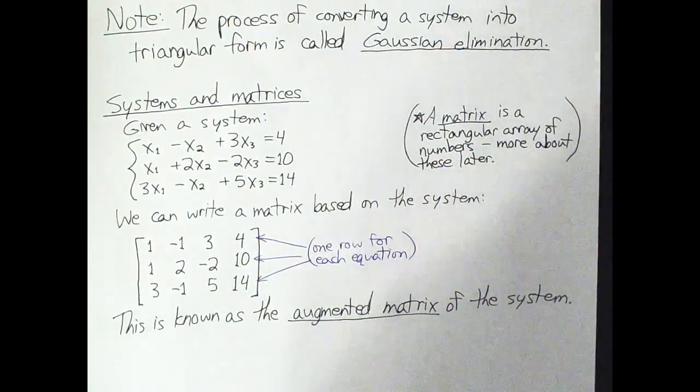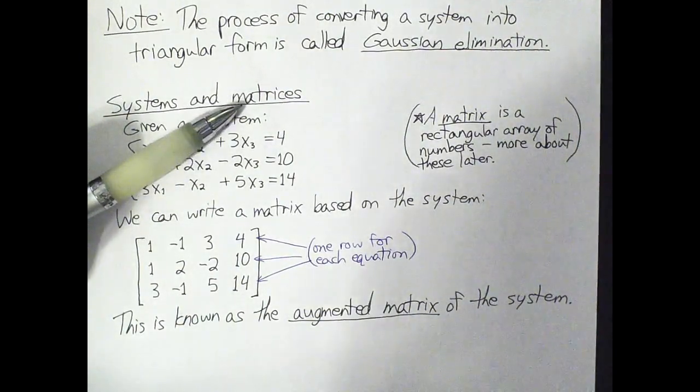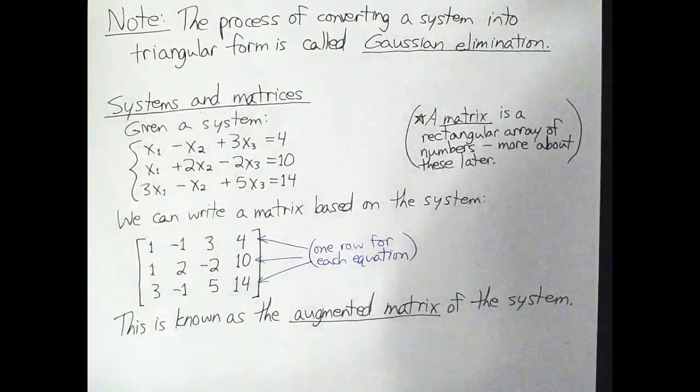When you only have one of them, you call it a matrix. And when you have multiple, we use the word matrices. That's the plural form of matrix.